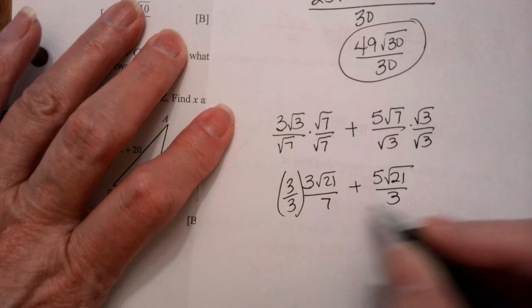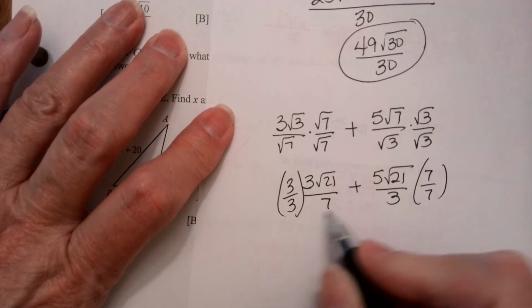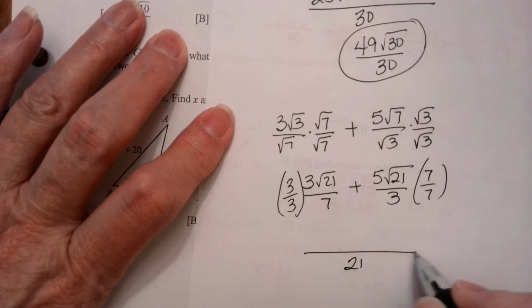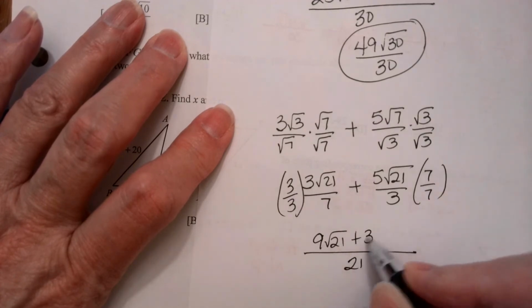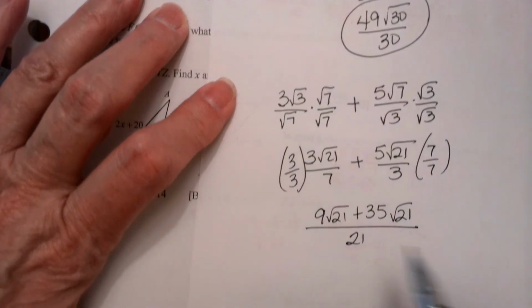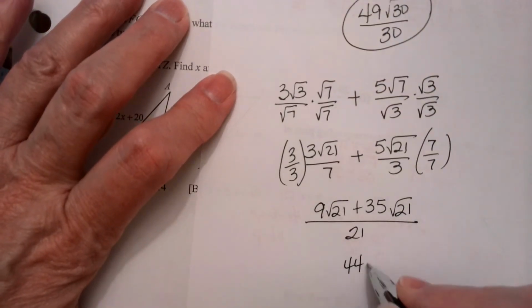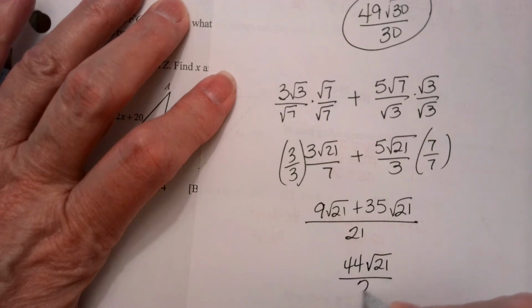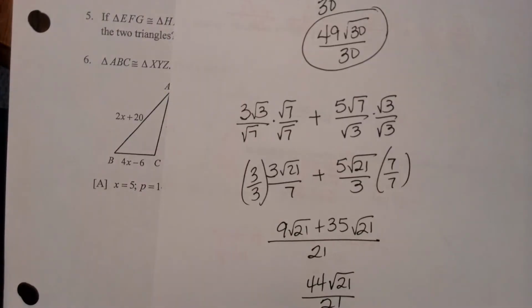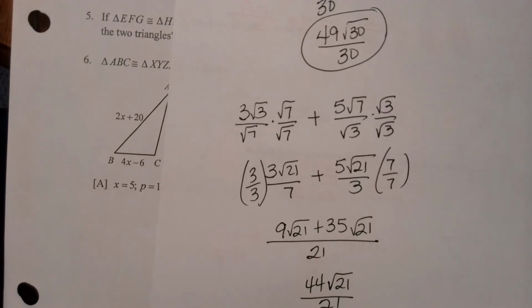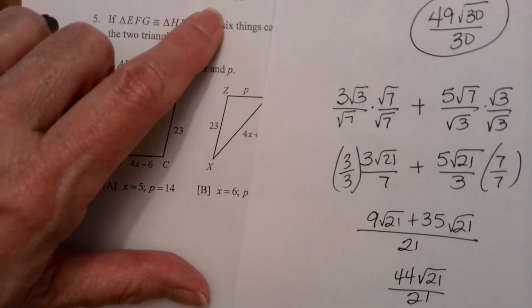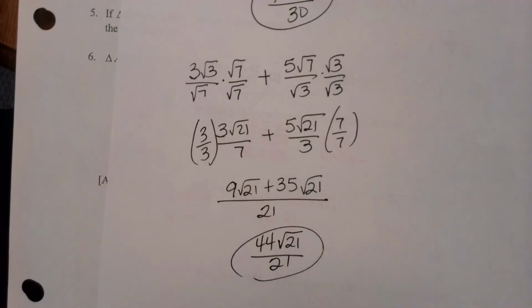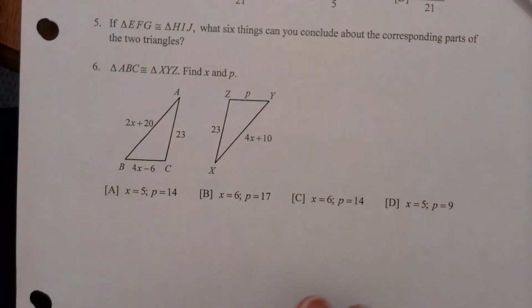So I have to use 3's and 7's here. So I get 21 and 21. Okay, this is going to be 9 times the square root of 21. This is going to be 35 times the square root of 21. So add those together and you're going to get 44 times the square root of 21 over 21. So once again, can you reduce 44 over 21? Well, do you see that here? Yep, it's B, right? So no, we're good. Okay? Okay, let's move back to there.